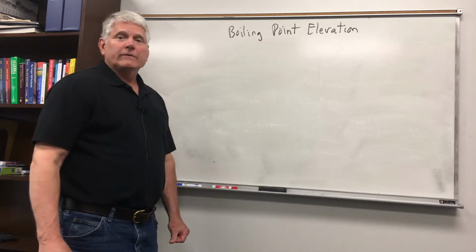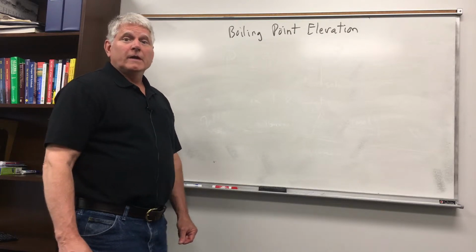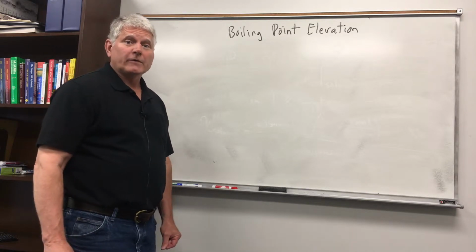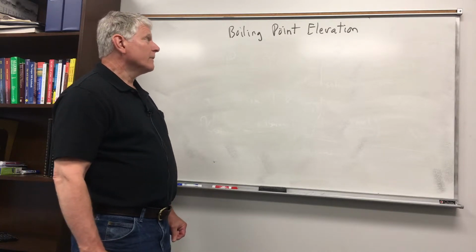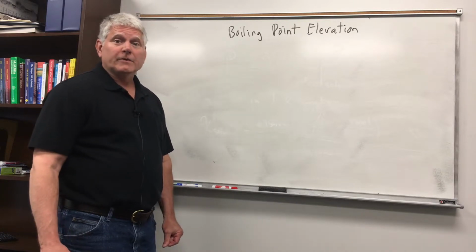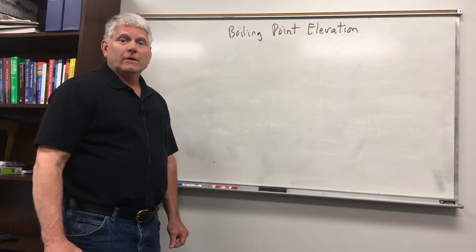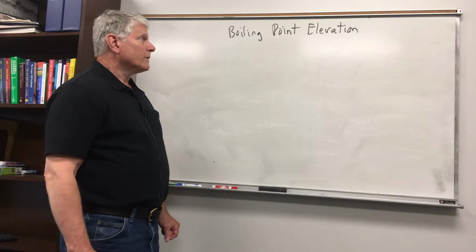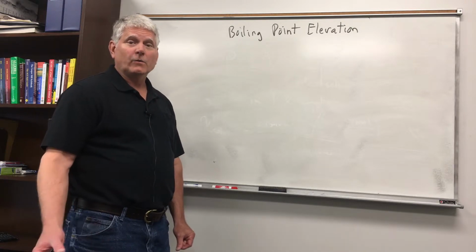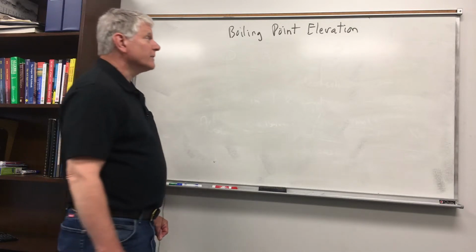Okay, we saw from Raoult's law that the vapor pressure of a solution is lower than the vapor pressure of the pure solvent, so that means the boiling point will have to go up. We'll have to go to a higher temperature to hit the normal boiling point for the solution, since the vapor pressure has been lowered. It takes a higher temperature to get to 1 atmosphere pressure for vapor pressure.